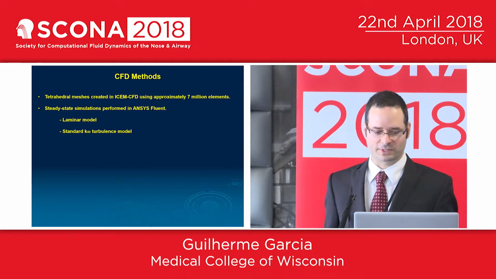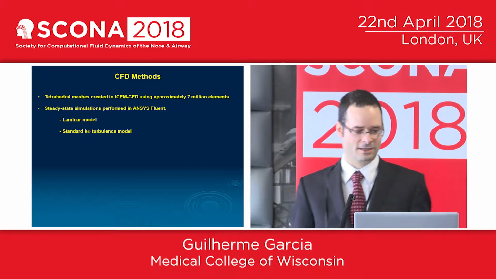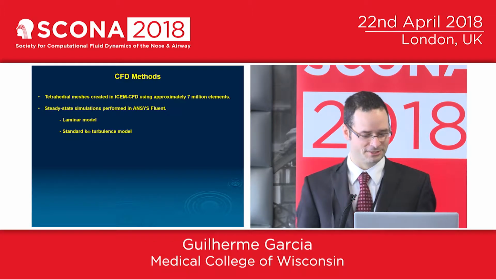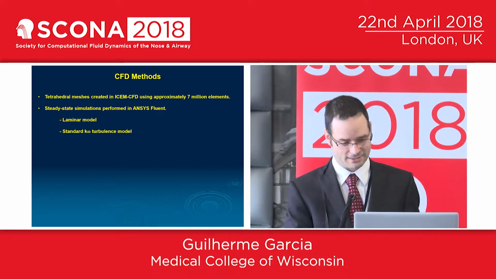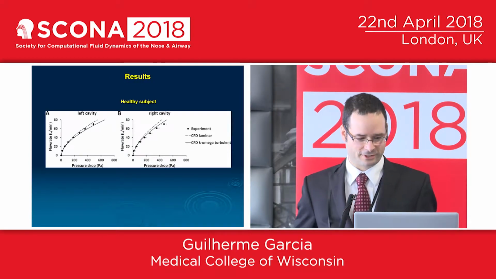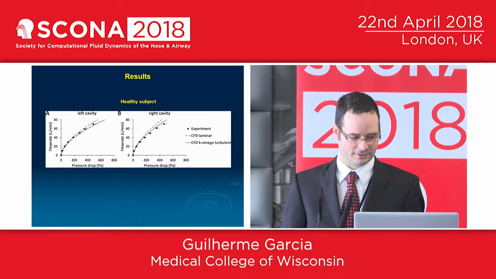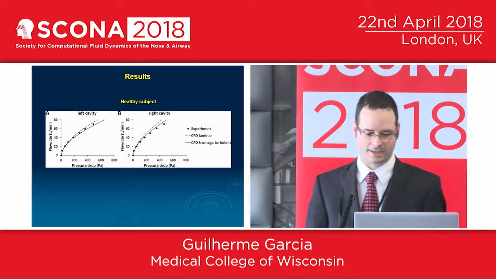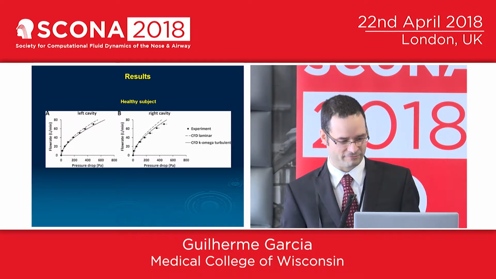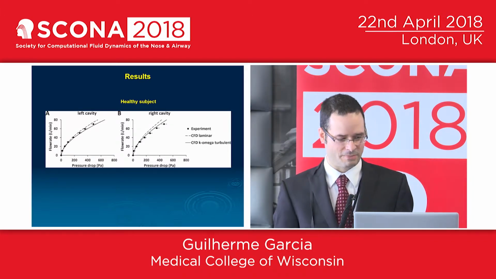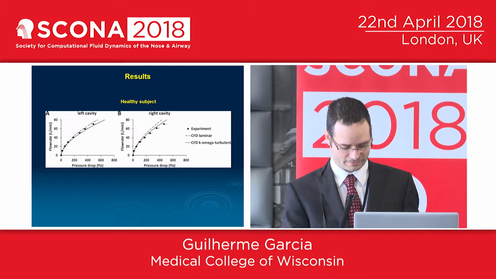Then we used the exact same geometry for CFD simulations. We used tetrahedral meshes with 7 million elements, and I would say simple simulations on commercial software, ANSYS Fluent, using both the laminar model and the standard K-omega turbulence model. These are the results here for one patient, the healthy subject, for the left and the right cavities. You can see generally a good agreement for the flow-pressure curve, comparing the experiment with both simulations. The laminar simulations tended to predict flow rates that were a little higher than the K-omega, mainly for the higher flow rates. Of course, as you transition into turbulent flow, the K-omega is more accurate.